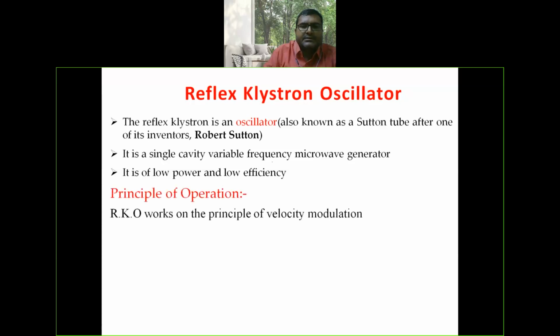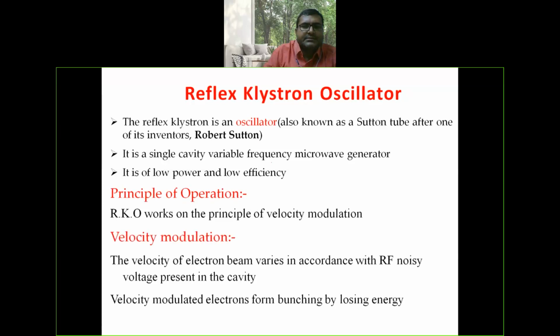Principle of operation: reflex klystron oscillator works on the principle of velocity modulation. Velocity modulation means the electron beam varies in accordance with the RF noisy voltage present in the cavity of the reflex klystron oscillator. The velocity modulated electrons form bunching by losing energy. The amount of energy lost in formation of bunching is transferred to the noisy RF field which is present in the cavity gap of the reflex klystron oscillator.